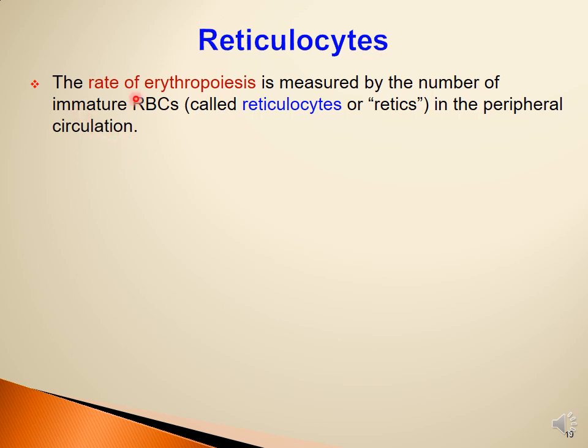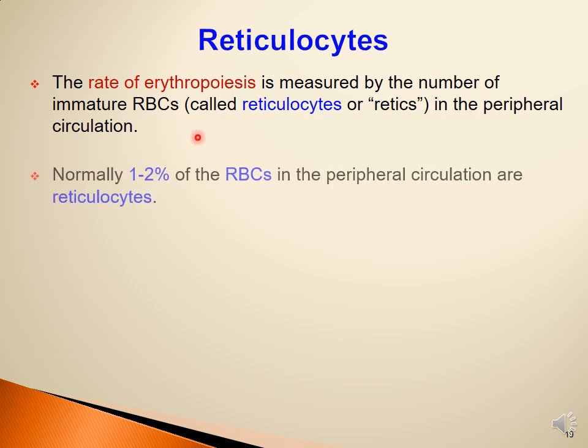The rate of erythropoiesis can be measured by the number of immature red blood cells, or by measuring the reticulocyte count in the peripheral circulation. Normally, we have about 1 to 2% of red blood cells in the peripheral circulation in the form of reticulocytes. So if we count 100 red blood cells in the peripheral blood, 1 to 2 of these are reticulocytes, the immature form of red blood cells.